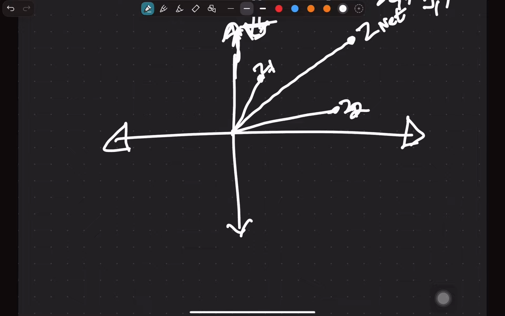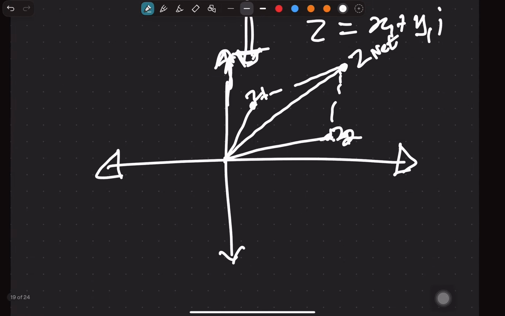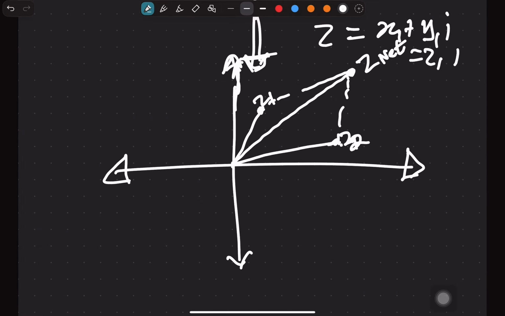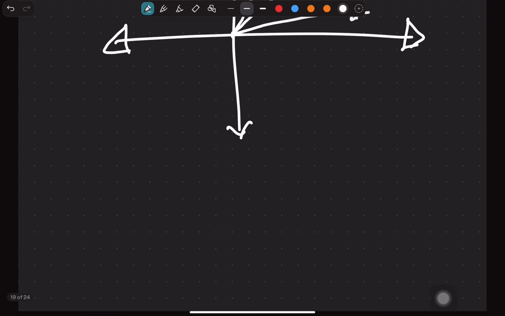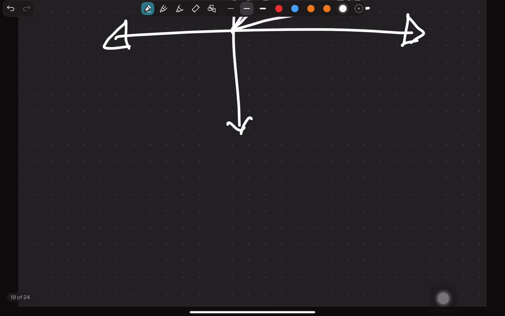So we can draw some things. Okay, so now this represents z net, which is equal to z1 plus z2. Now the subtraction can also be performed on the complex plane.